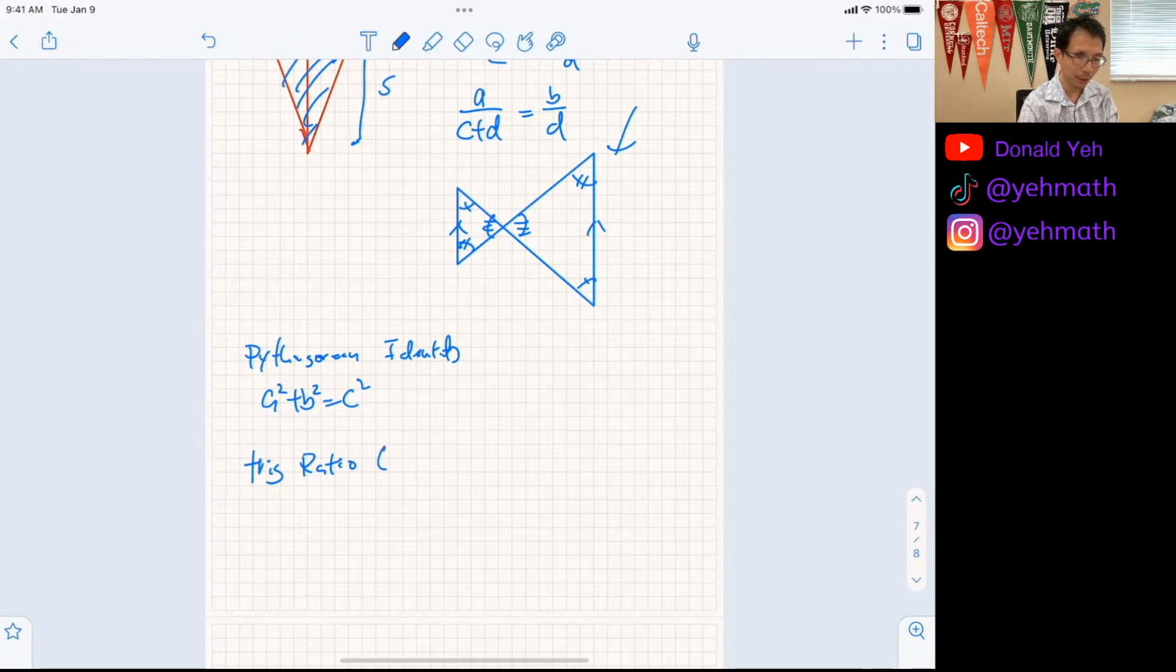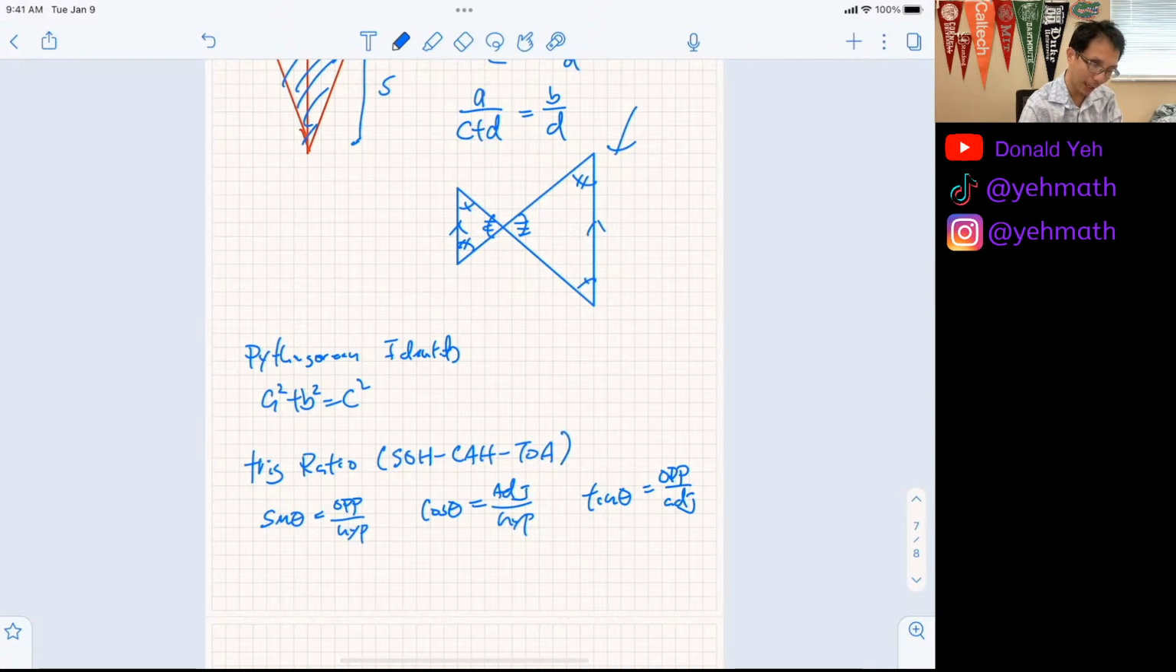The trig ratio is going to be SOHCAHTOA. So sine theta is equal to opposite over hypotenuse. Very, very important. Cosine theta is equal to adjacent over hypotenuse. Tangent of theta is equal to opposite over adjacent.